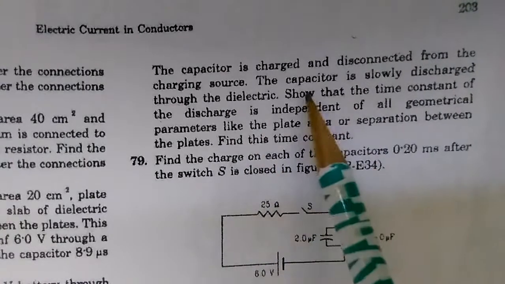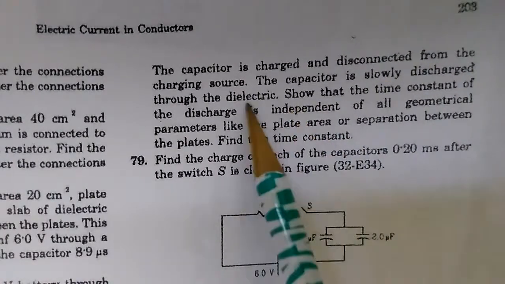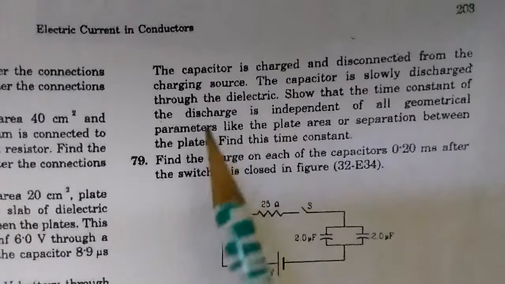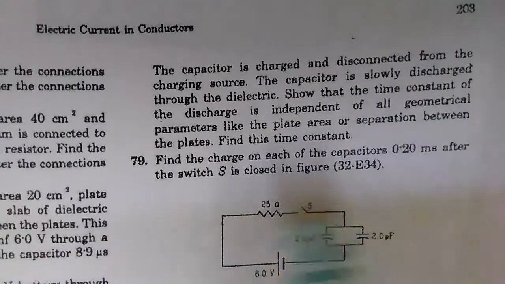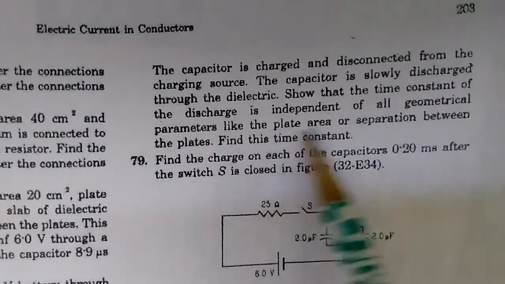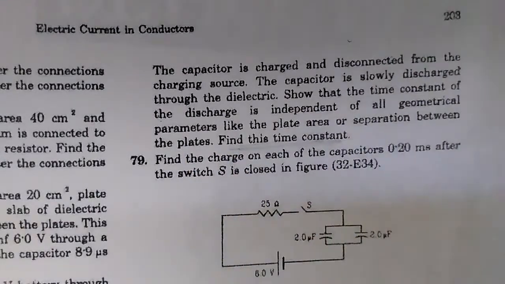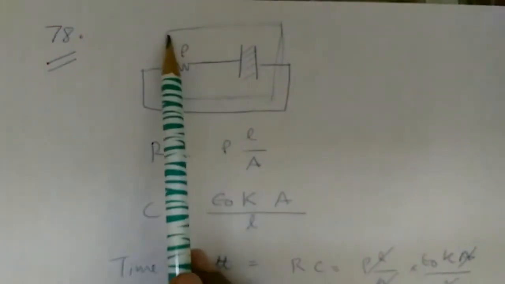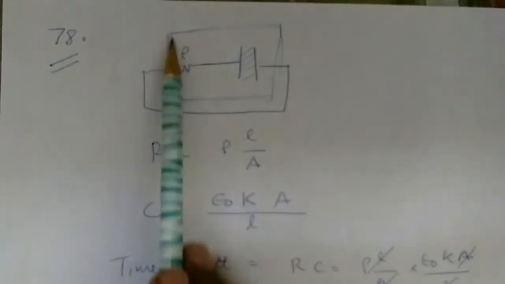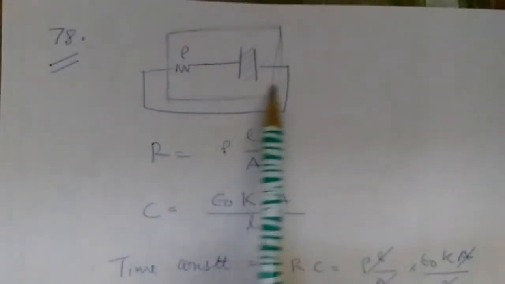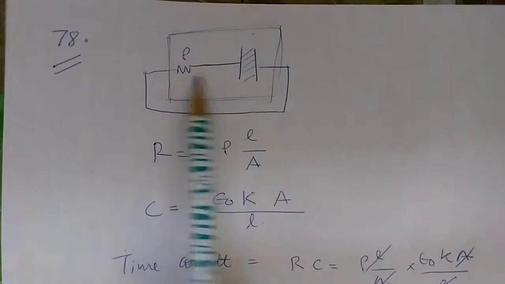It will start discharging through that resistor, so that the time constant of the discharge is independent of all the geometrical parameters like plate area or separation between the plates, and then we need to find that time constant. It's a simple but interesting problem. Let's see. I have created a block. Inside the block, I have represented this resistor and a capacitor.